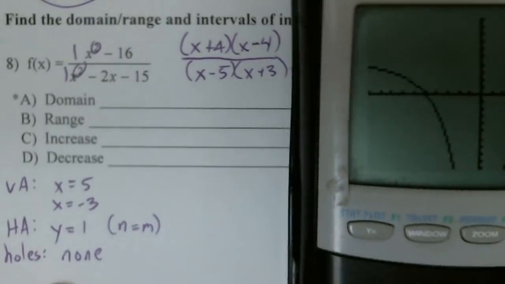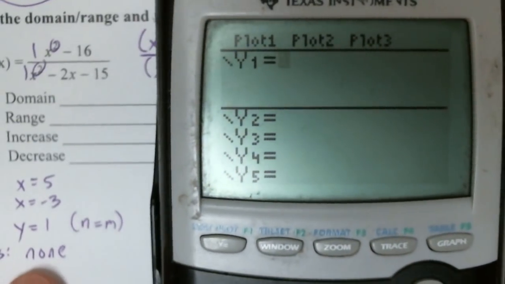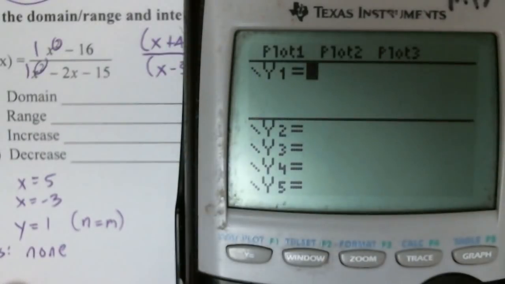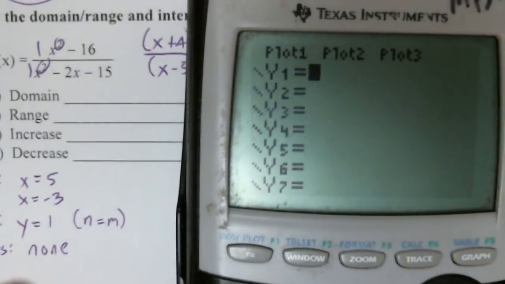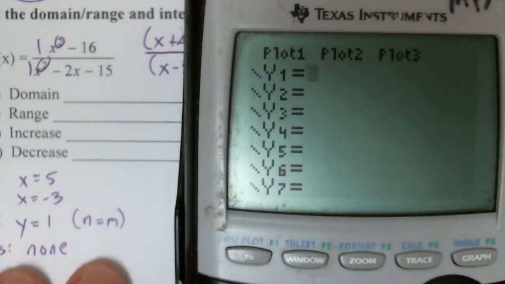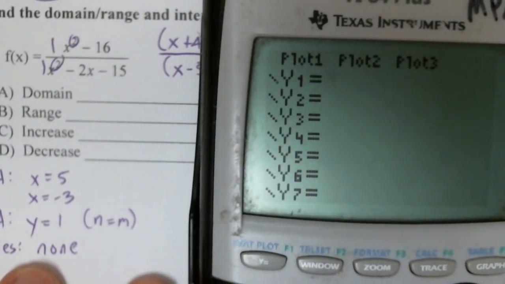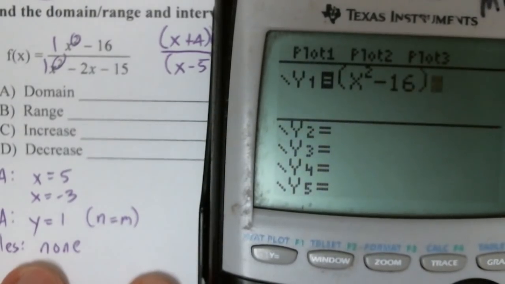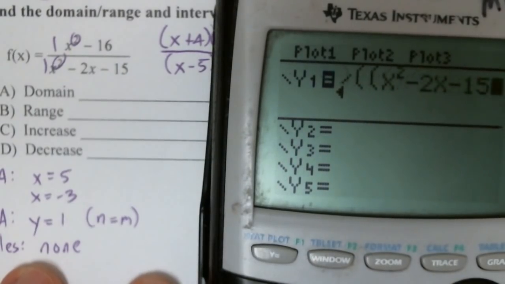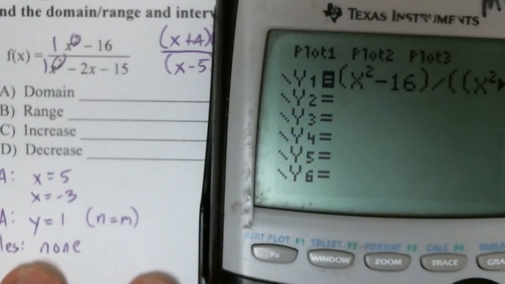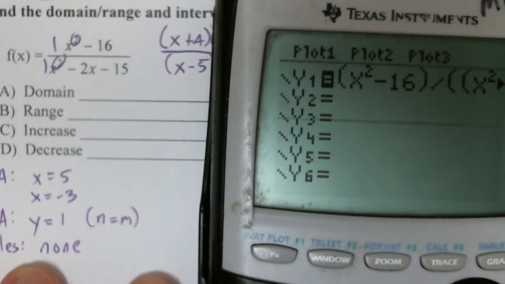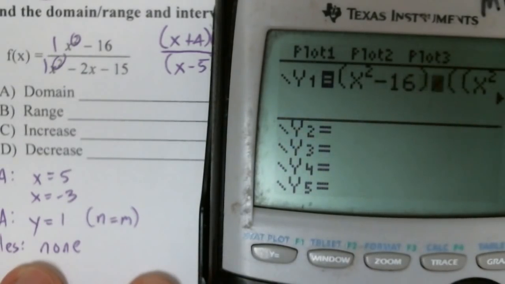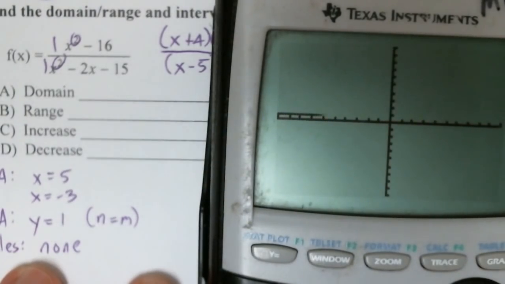Okay, so let's graph this. I'd like to graph this stuff, guys. It's so much easier for me when I visually see what's going on here. You don't have to have a graph, but if you're a visual kind of student, then maybe this will help you. So parentheses x squared minus 16 divided by x squared minus 2x minus 15, close the parentheses. Whoops, I think I got one too many parentheses in there. x squared minus, okay, there we go. All right, let's graph it.